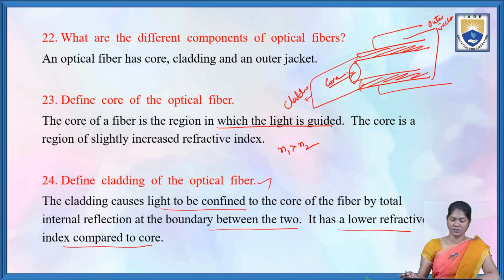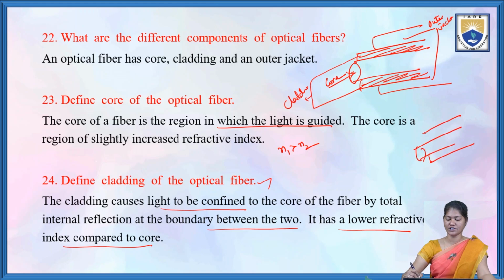So the cladding causes light to be confined to the core of the fiber by total internal reflection. The core and cladding refractive indexes are slightly different, as n1 is greater than n2, so that when light enters the core, it encounters the interface of core and cladding. Because of the variation of refractive index, the light is reflected totally back into the same medium.